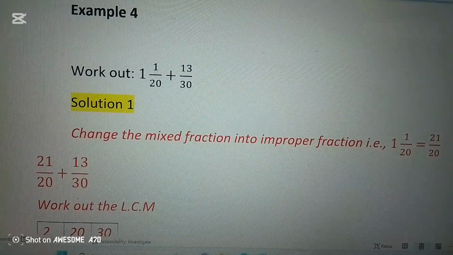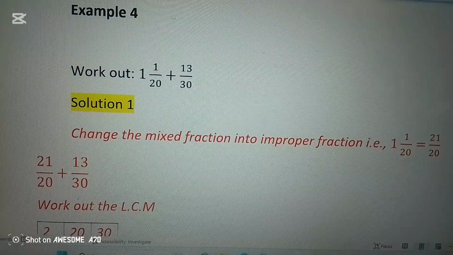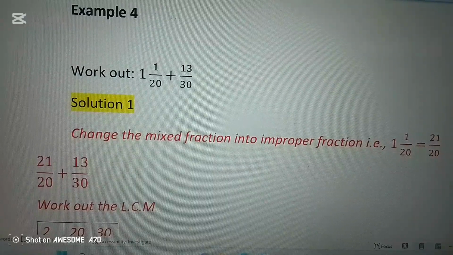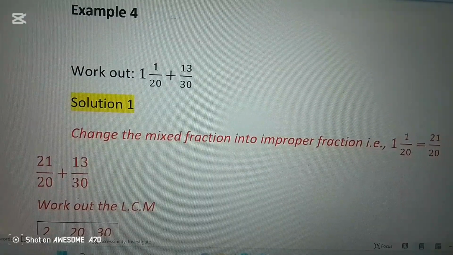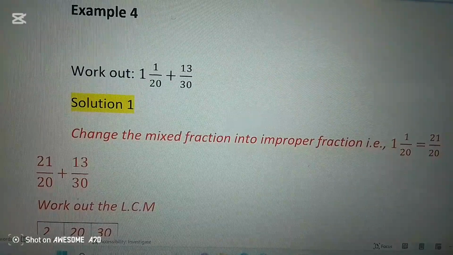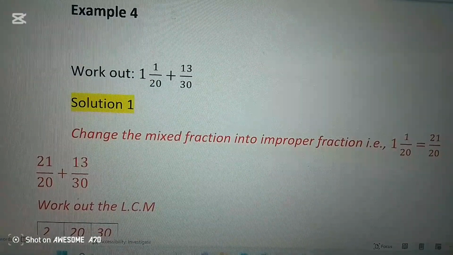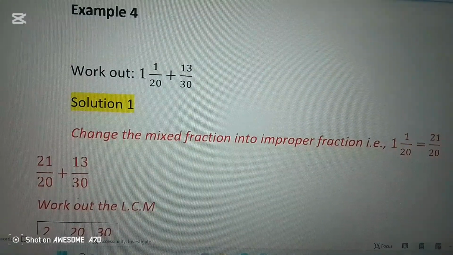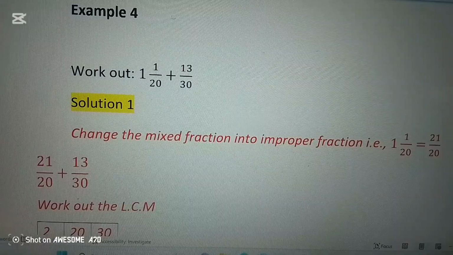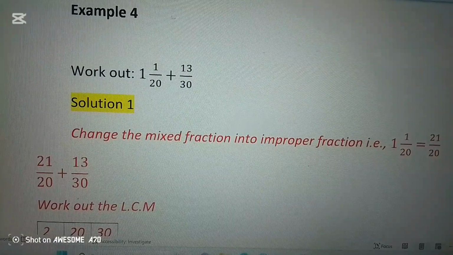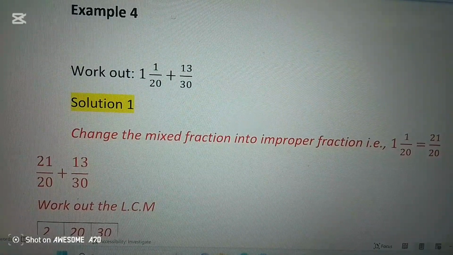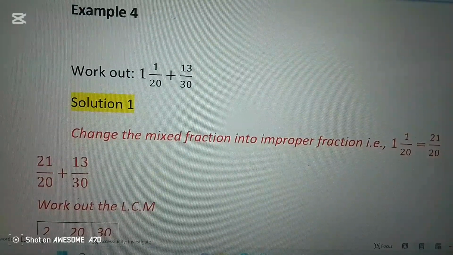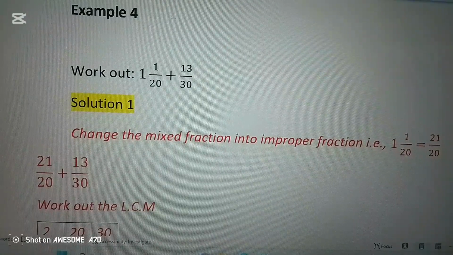So in our example 4 here, we have an equation that is asking us to add a mixed fraction to a proper fraction. We have 1 whole number 1 over 20, and we are adding it to 13 over 30. In this sum, we are having 2 solutions. We're going to solve it in 2 ways or 2 methods.